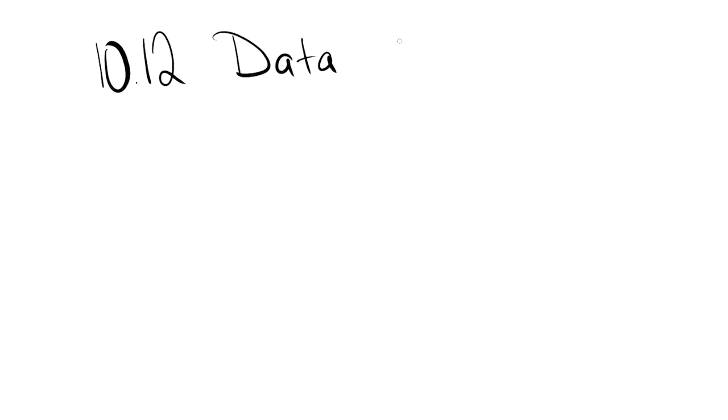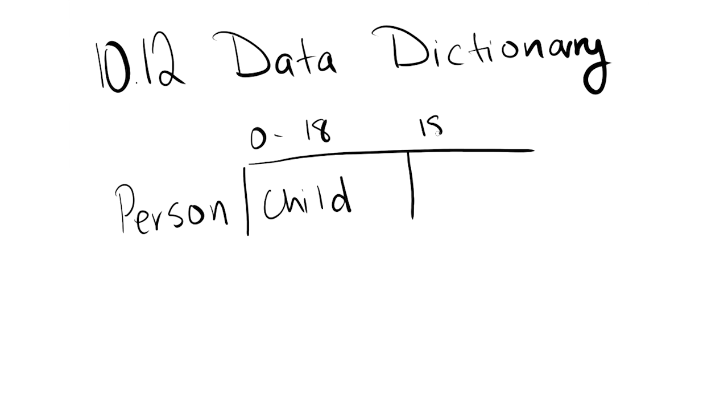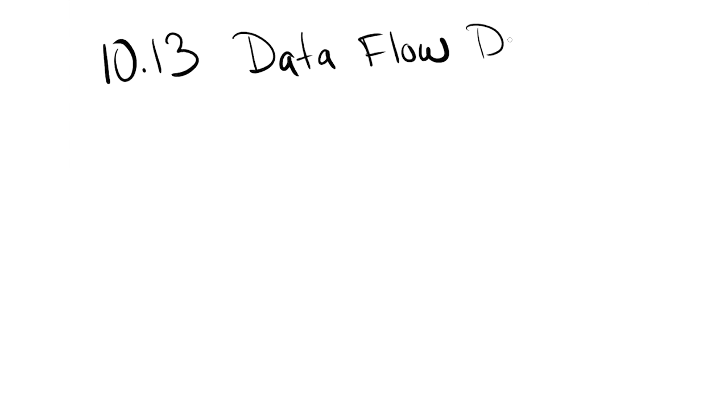10.12 Data Dictionary is basically a glossary for all your data. It often uses slightly more complex organization structures than, say, a dictionary. For example, you might define a person as a thing in your system and then define a child as a subcategory of person defined by an age range, then adult, and you get the idea. It facilitates clarity.